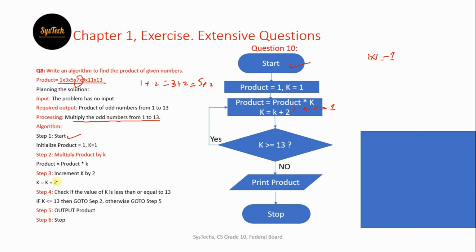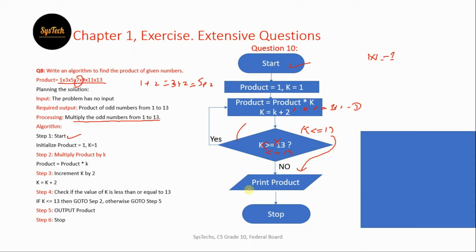Next time, k is equal to k plus 2. Already k was 1, plus 2 is equal to 3. Now 3 multiply by 1, and so on, till the time k is less than or equal to 13. If it is less than or equal to 13, then repeat the process. When it is greater, go to the next one. So k is less than or equal to 13, then repeat, otherwise go to the next step.